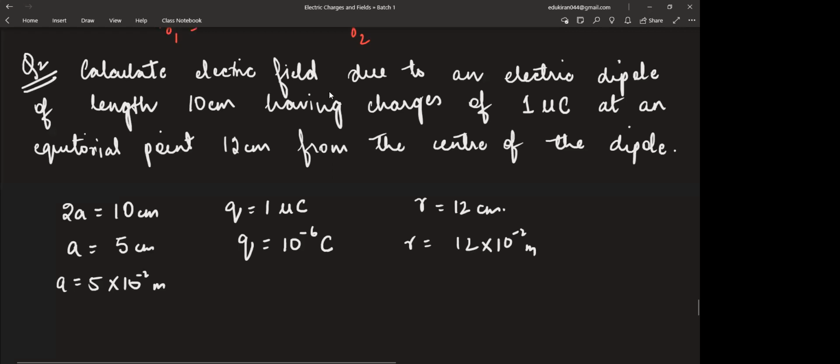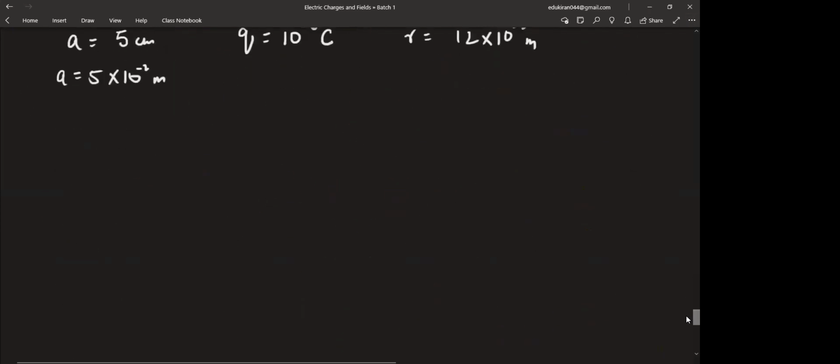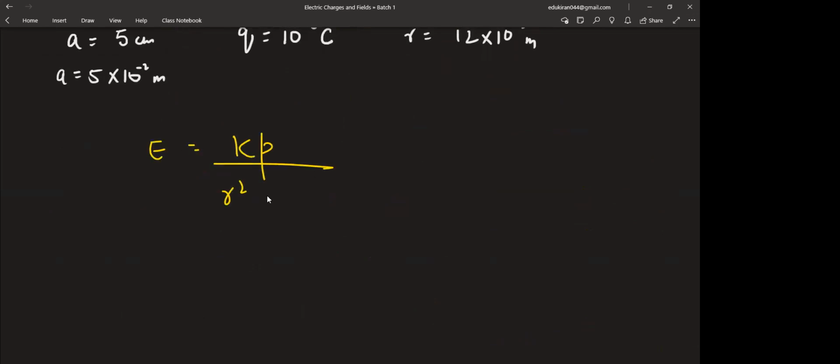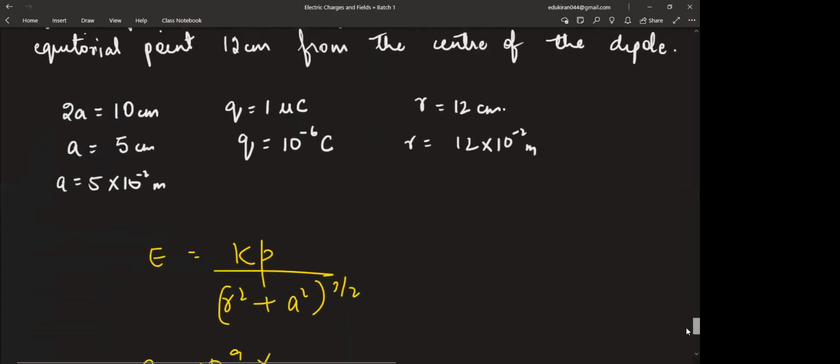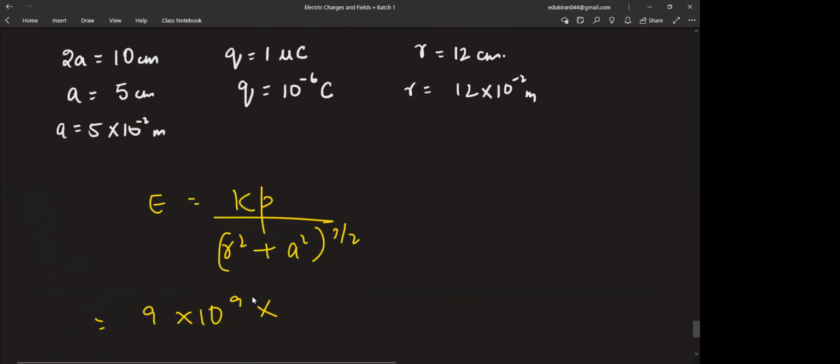Okay, see here we have to calculate the electric field due to a dipole whose length and everything is mentioned, at an equatorial point. So see, we have already studied the formula of electric field is Kp by R square plus A square to the power 3 by 2. K is 9 into 10 to the power 9, dipole moment is charge multiplied by the separation. Charge is 10 to the power minus 6, separation is 10 centimeters.